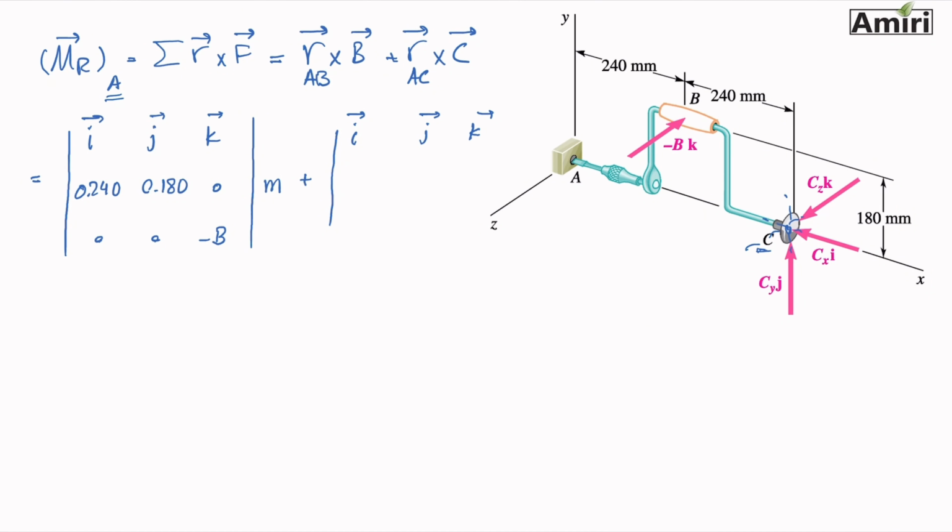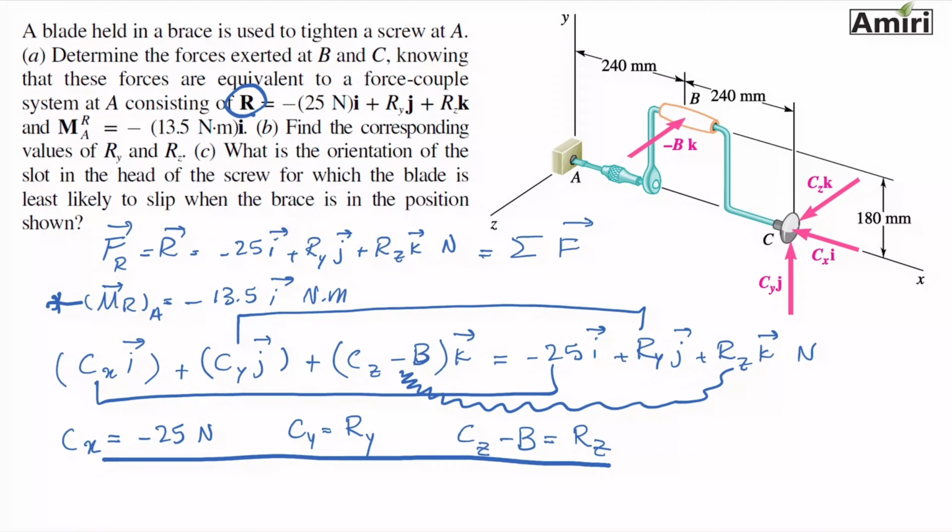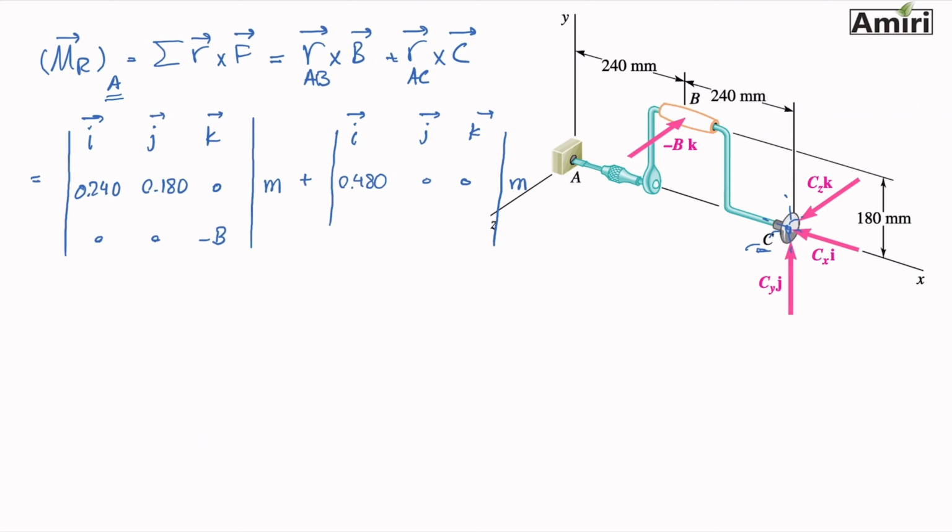The next one I'm going to do is R from A to C. It's just a straight line. 240 plus 240 is 480, 0, 0. And then I have Cx. Did I calculate Cx? Yes, I did. Minus 25. This one I know it's newtons. Cy and Cz. So these all have to be minus 13.5 I Newton meters.